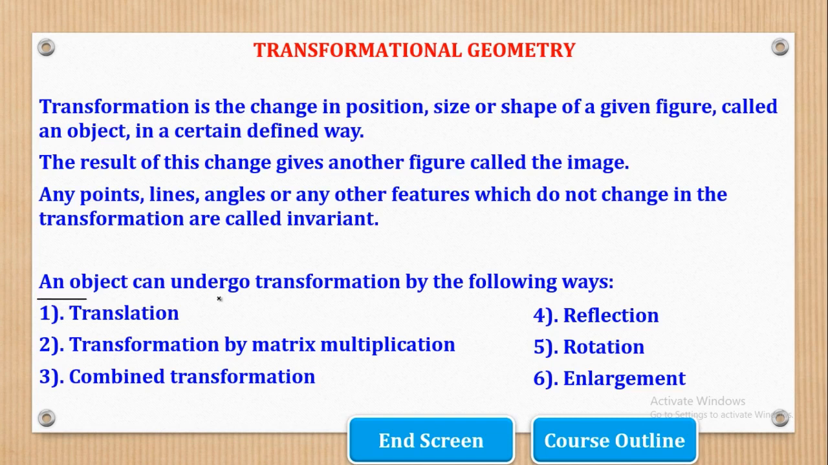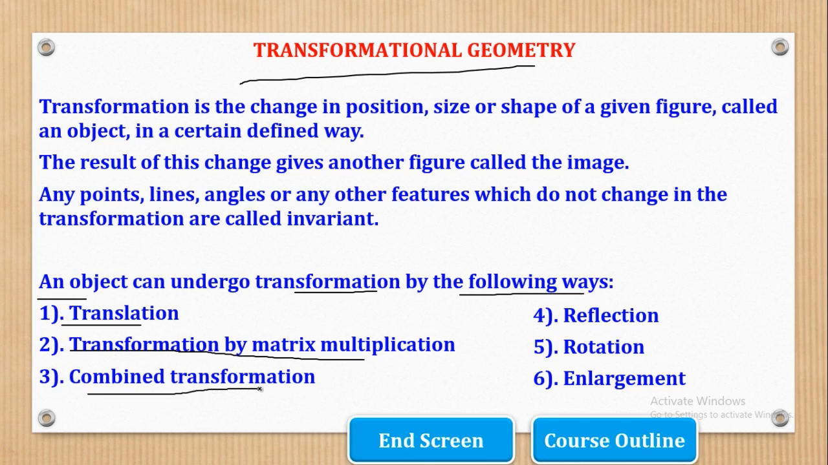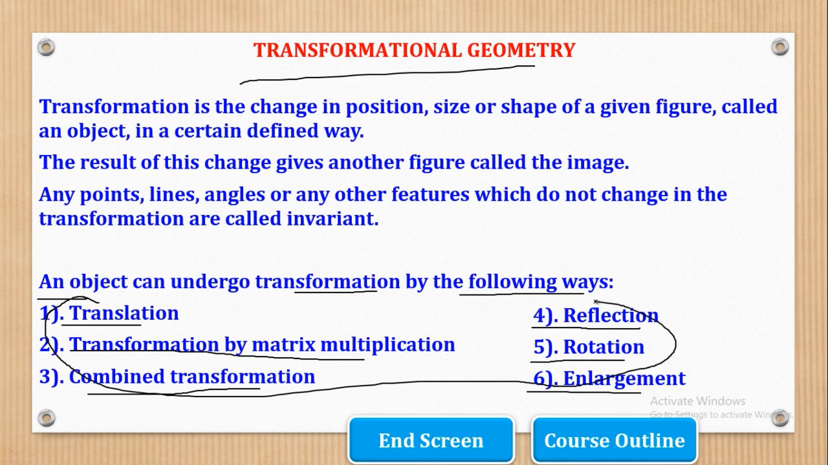Now an object can undergo transformation in any of the following ways. This topic of transformational geometry is subdivided into 6 parts. 1 is translation, 2 is transformation by matrix multiplication, 3 is combined transformation, that is more than one transformation, 4 is reflection, 5 is rotation, and 6 is enlargement. All these will be covered in this video in the order given here.